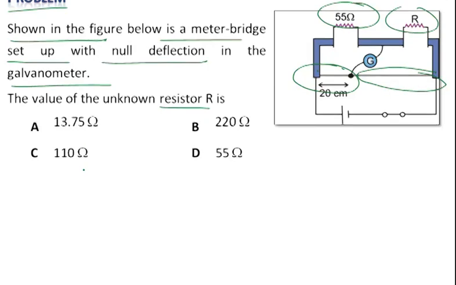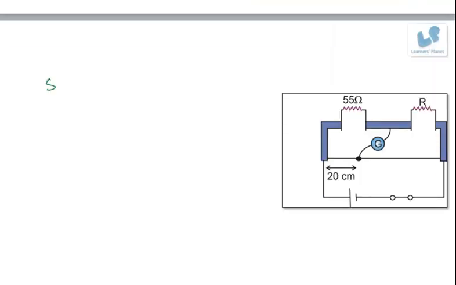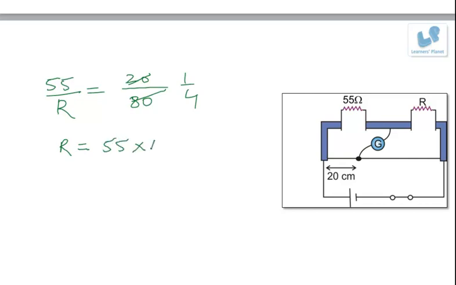So this problem is a very simple one. 55 by R will be equal to length L1, which is 20, upon length L2, which is 80. 100 minus 20 is 80. So this is 1 by 4. R is equal to 55 times 4. This is equal to 220 ohms. This is the answer.